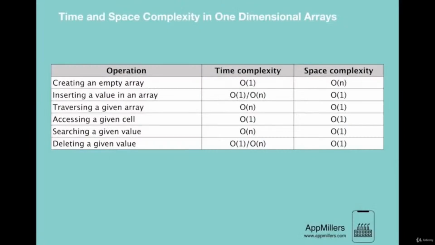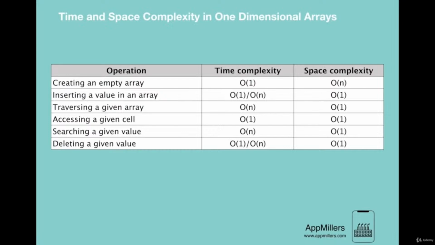Hi there. Till this lecture, we have learned what an array is, how it is represented in memory, and we performed some operations on a single-dimensional array. Now in this lecture, let's see the time and space complexity of the operations that we performed. So the first operation is creating an empty array. Creating an empty array takes constant time complexity, and space complexity will be O(n), because when you create an empty array, you have to specify the size of the array. So if the size of the array is n, space complexity will be O(n). This is because the system has to allocate n cells for this given array.